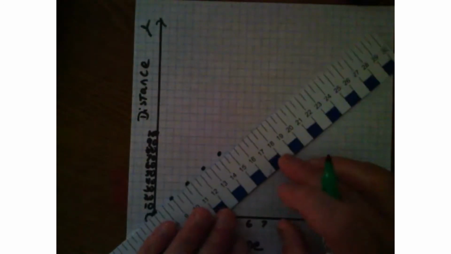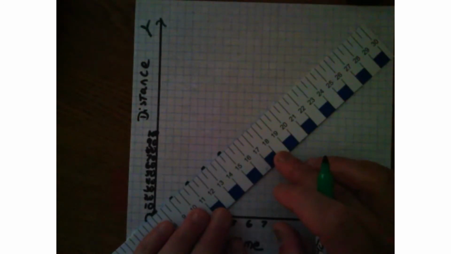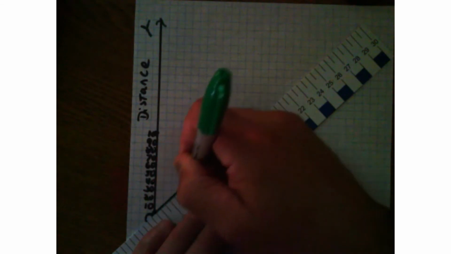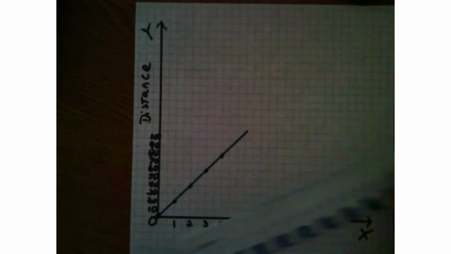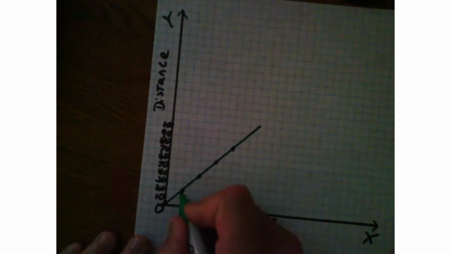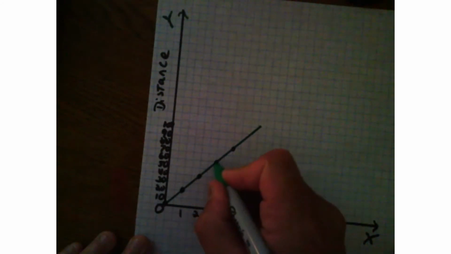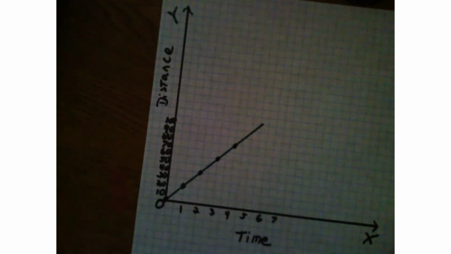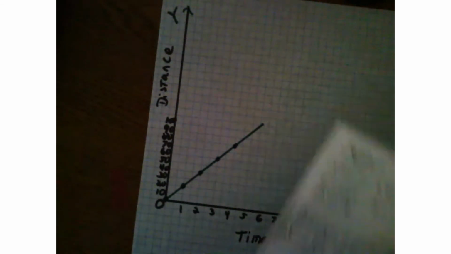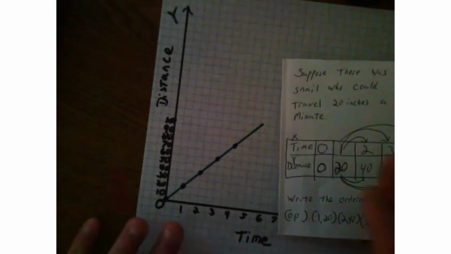Then what you would do is take your ruler. Always use a ruler. Don't freehand this. Draw yourself a nice line. And actually, I'm going to extend my line a little bit. It went even further. So here are the points that we plotted. Here's our line. You could see the slope. You could see what the snail is traveling. And you got a nice line graph that represents this.